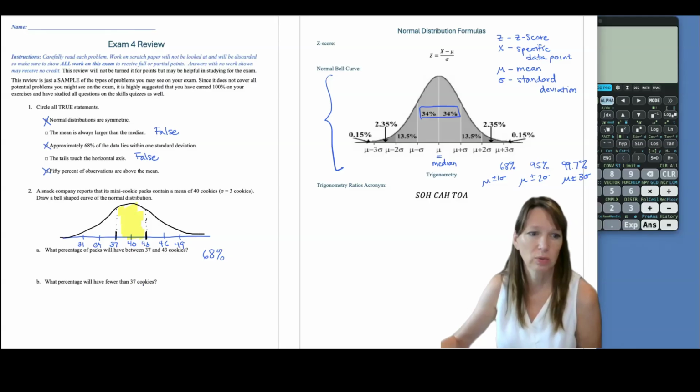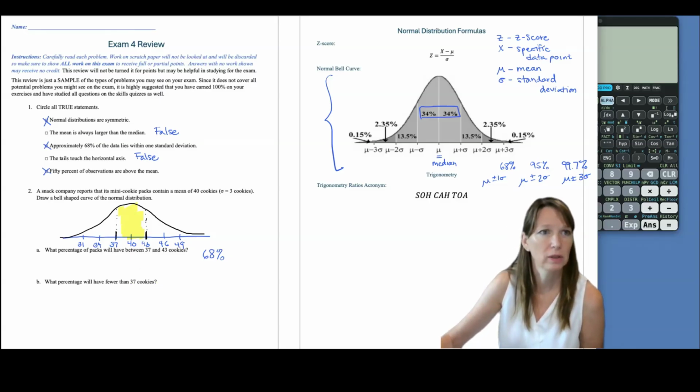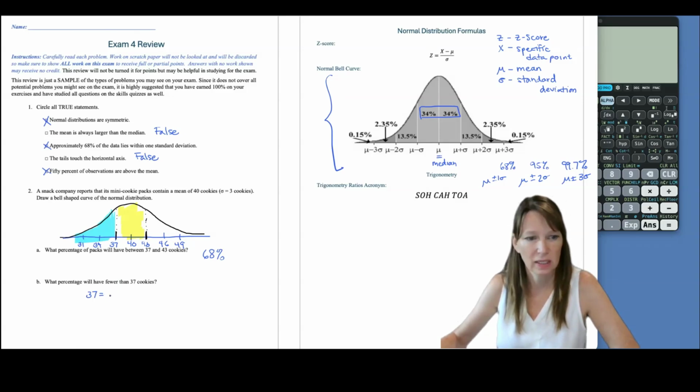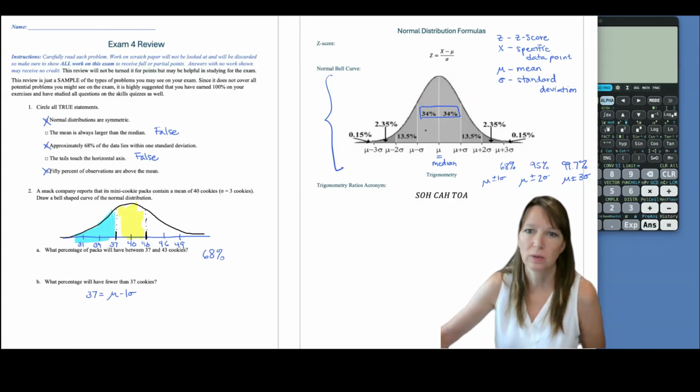And what percentage will have fewer than 37 cookies? So when we looked at this one, we're asking 37 and fewer, since 37 is mu minus 1 standard deviation.